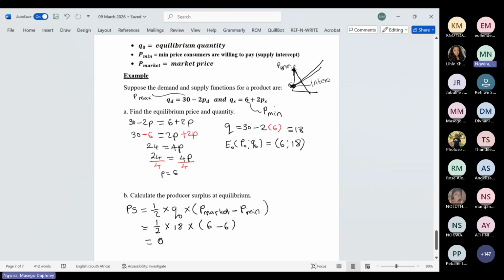You can take this example and try to calculate your producer surplus and your consumer surplus. I think it will make things easy. With the graph, when you are given the graph, you have to interpret. The reason I ran away from the graph is that on the graph you're calculating the area of a triangle and the area of a square. Area of a triangle is half base times height. Area of a square is length times breadth. So I ran away from the graph.